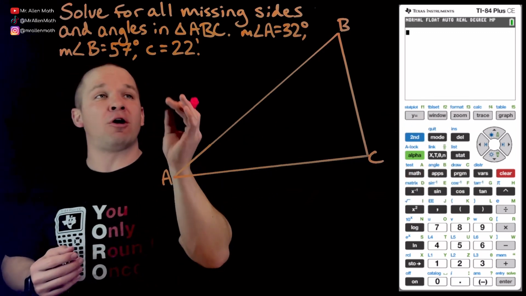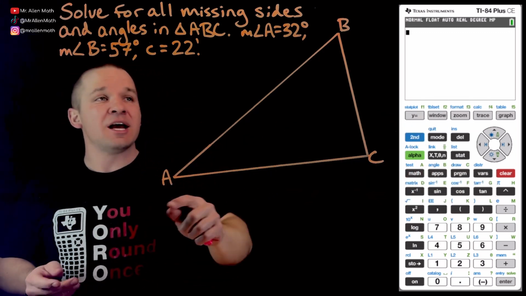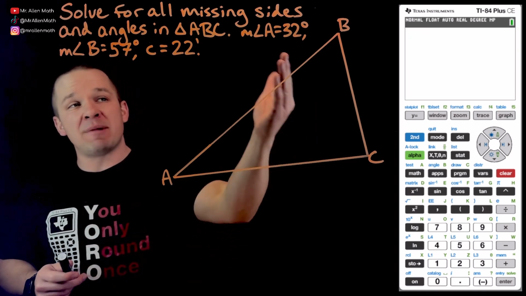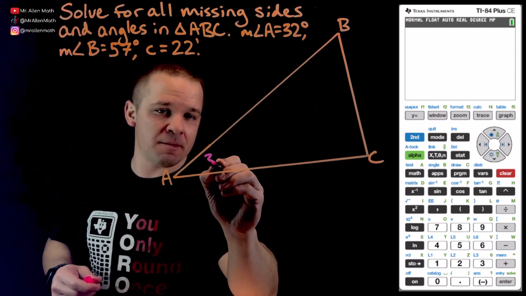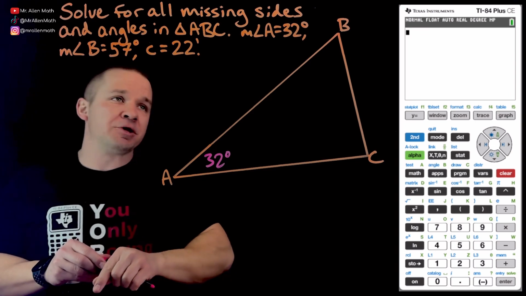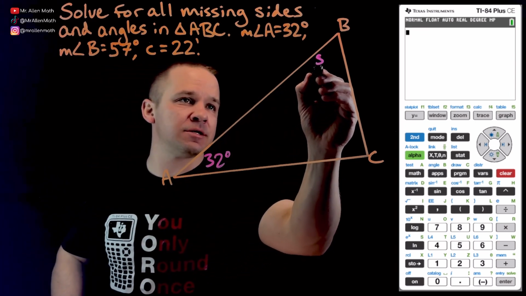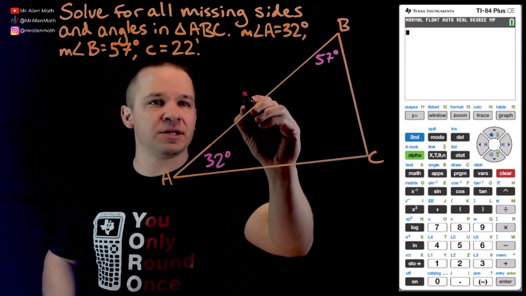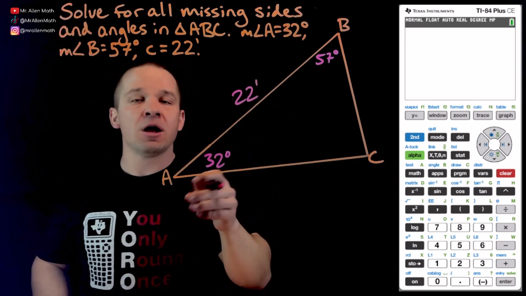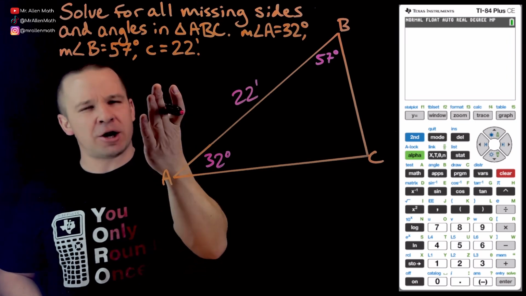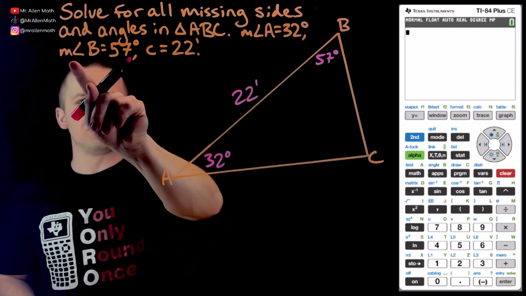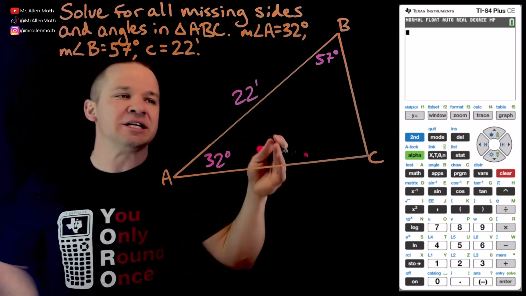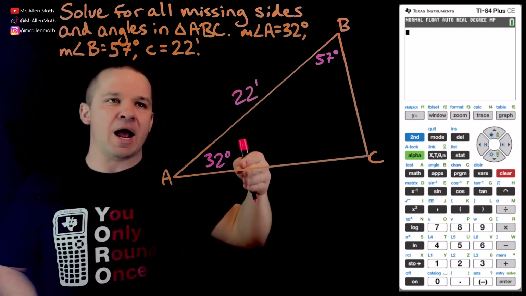We've got to solve for all the missing sides and angles in triangle ABC, where the measure of angle A is 32 degrees. I'll go ahead and mark that, 32 degrees. The measure of angle B is 57 degrees. And then c is 22 feet. So this guy is 22 feet. Lowercase letters are used for side lengths. Kind of hard to tell with c, but because I don't have the measure of angle C, we know that is indeed the side that is across from angle C.